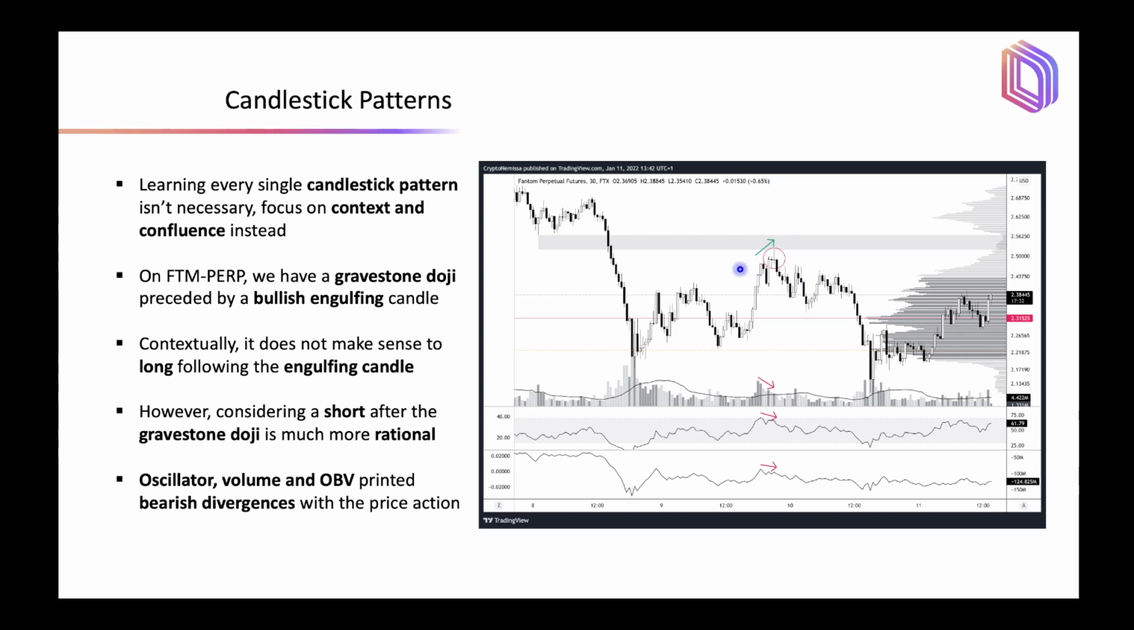The gravestone doji, though, when you see that pattern happening with a confluence of indicators, volume, and price action, then you should conclude that it might be a good idea to short instead. So really, it is important to place all those candlestick patterns in context, not look at them as single candlesticks or just one or two or three candlesticks, but have an overview of what happened before and what's mostly going to happen after.